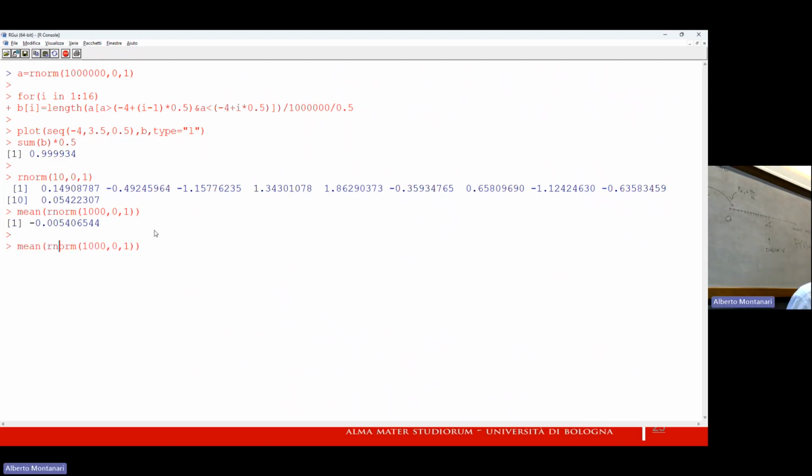And what if we compute the standard deviation? You know what the standard deviation is. It's a measure of variability. What is the standard deviation of this generation of random numbers? It is 1. So you understand that sigma, the second parameter, is the standard deviation.